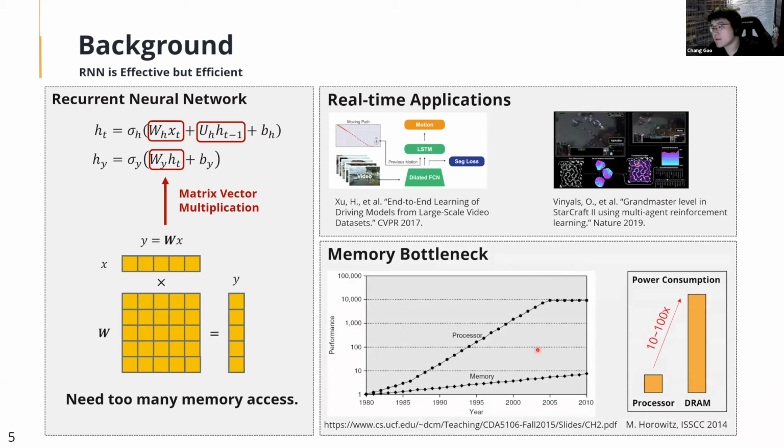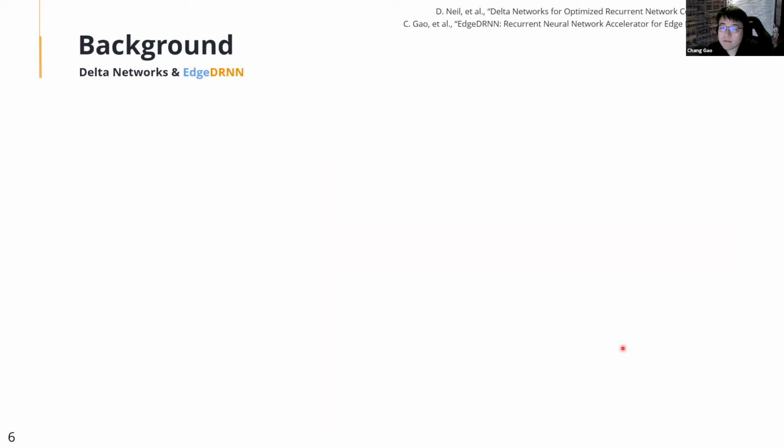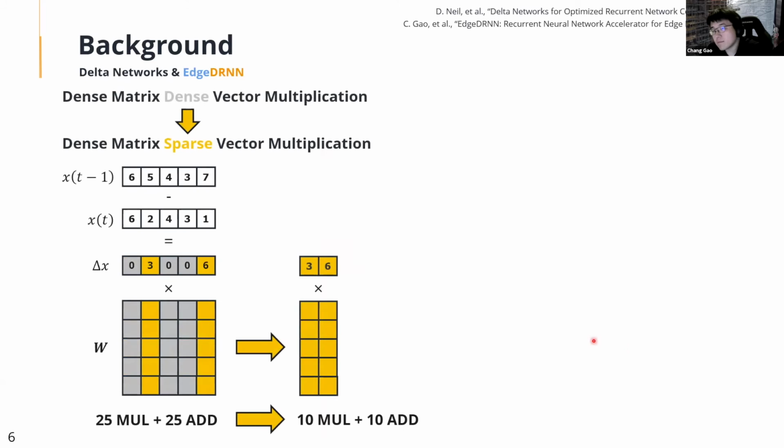And the problem comes from the memory bottleneck. Over the years, the development speed of processors has been way ahead of memory. The speed of memory is much slower than the processor and is becoming the bottleneck of performance. Furthermore, if you look at power consumption, an off-chip DRAM access can be 10 to 100 times more expensive than a computation in the processor. That's why we came up with this solution, which is called delta networks.